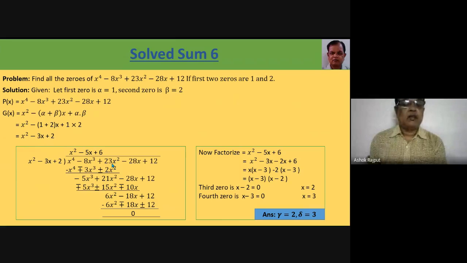Here 23 is greater than 2, so we will subtract it. 23 minus 2, it is 21x square. Here minus 28x plus 12. Again we compare the first term to the first term. It is greater by power 1 and by minus 5. So we will multiply all these three terms by minus 5x.